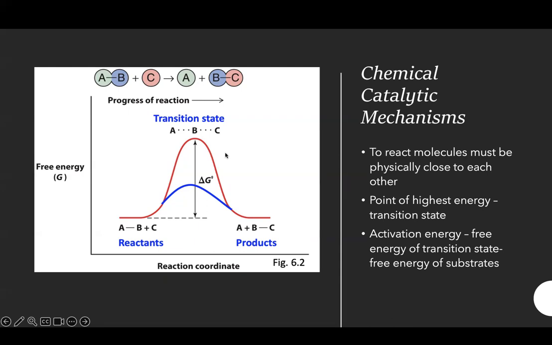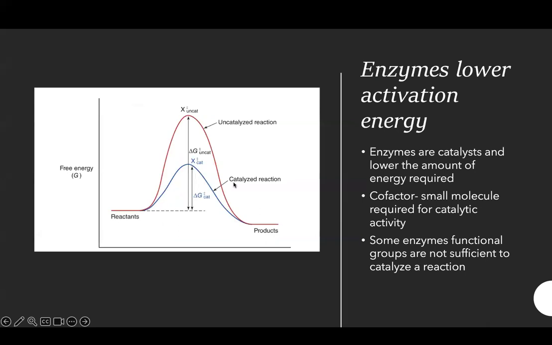And this is where enzymes come into play, because enzymes lower the activation energy. So they are catalysts, and they lower the amount of energy required for a reaction to occur. So as you can see in this graph, we have the free energy change of an uncatalyzed reaction versus a catalyzed reaction, and we can see that the activation energy is significantly lower. However, what's important to note is, again, the energy of the products and reactants is not changed with the help of a catalyst or an enzyme. The only thing that is changed is the amount of energy that is required to reach the transition state.